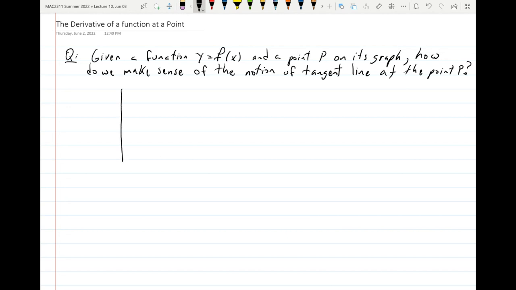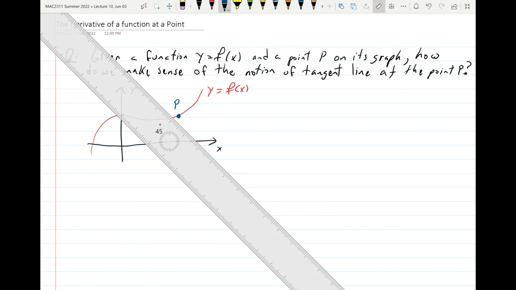So let's put this in perspective. Let's draw a little picture here. Let's say that we have a function, y equals f of x, and let's say that we have a point P over here. And then as you know, the tangent line is the line that touches the graph of the function at P.